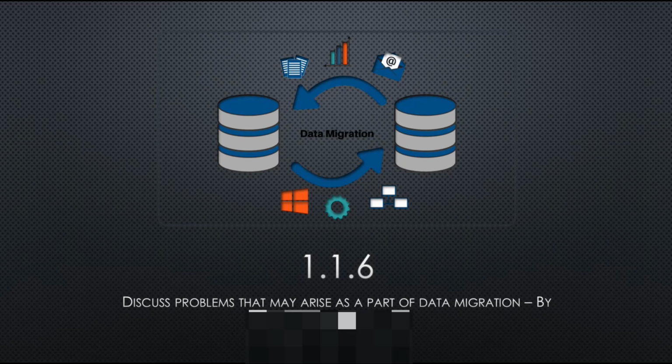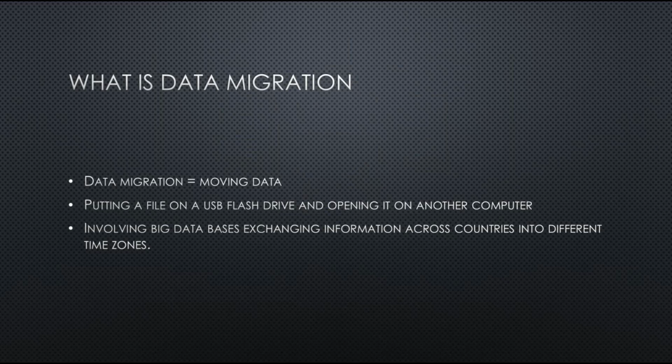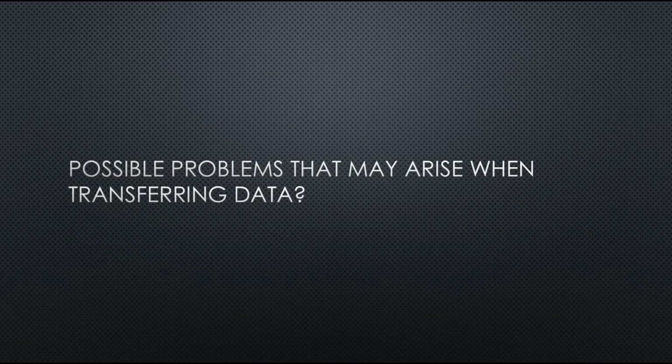Okay, so I'll be doing 1.1.6, which is discussing the problems that may arise as a part of data migration. So I'll briefly go over what data migration is. It's basically moving data, and it could be as simple as putting a file on a USB flash drive and opening it on another computer, or it can be as big as involving big databases or exchanging information across countries into different time zones. So I'll discuss the problems that may arise when transferring data.